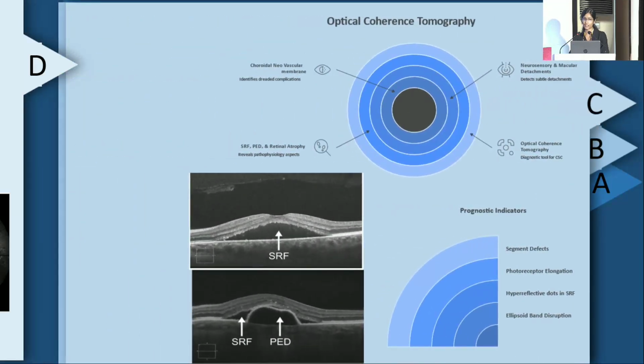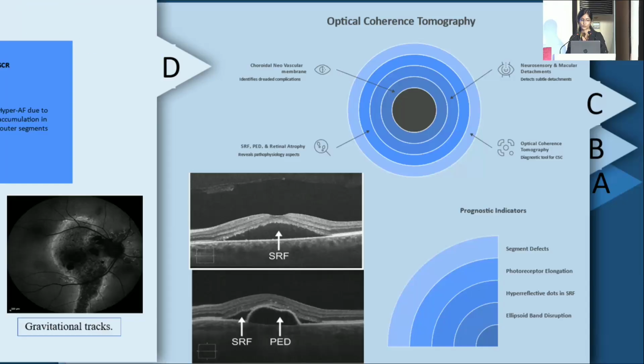Optical coherence tomography can help us understand the pathophysiology of the disease, as we can localize the regions of pigment epithelial detachment and retinal complications like choroidal neovascular membrane, and also prognostic indicators like photoreceptor elongation, hyperreflective dots, and ellipsoid zone disruptions.